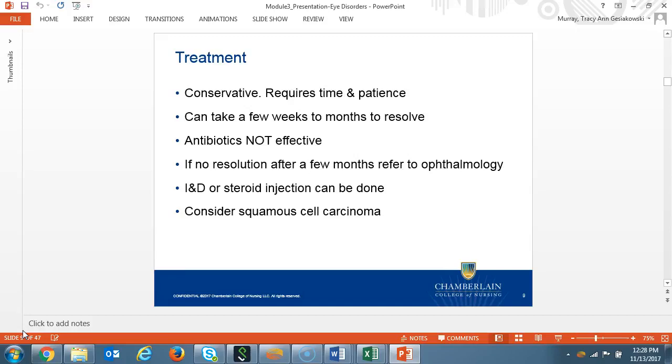Treatment is conservative to start using warm compresses, time, and patience. Chalazions usually resolve in a few weeks to months, and antibiotic drops do not help. If there is no resolution within a few months, a referral to ophthalmology is appropriate for incision and drainage or steroid injection. One side note, squamous cell carcinoma looks similar, so again, if it's not improving, refer to ophtho.